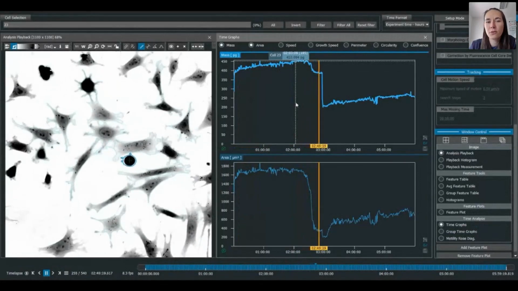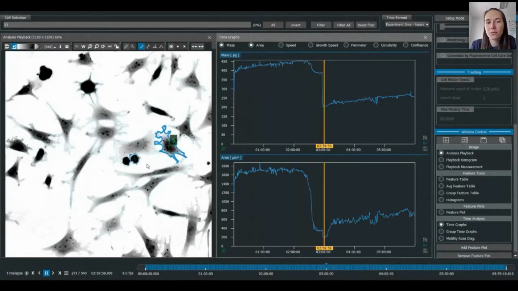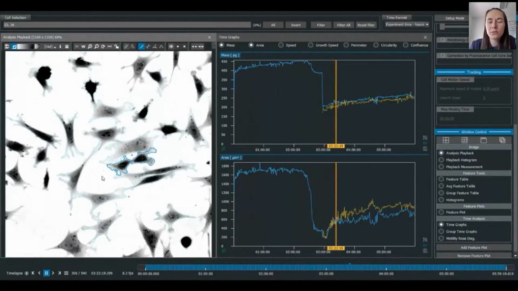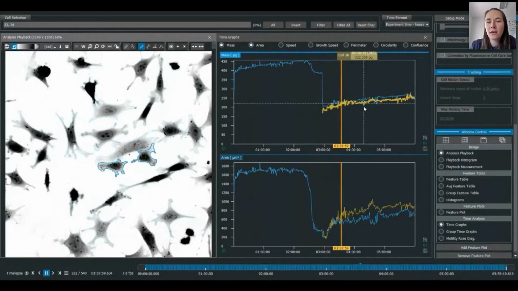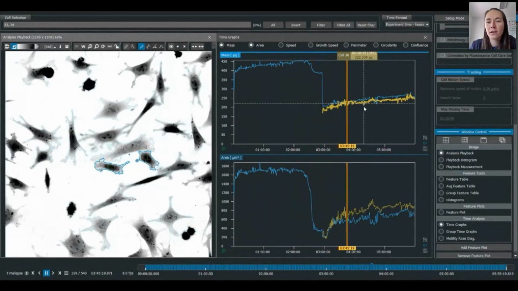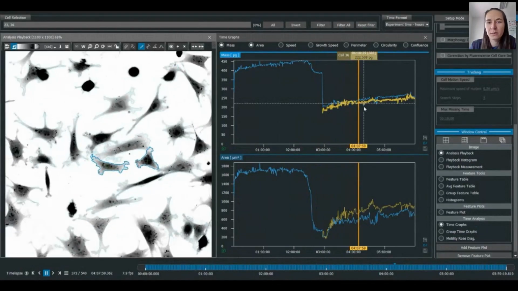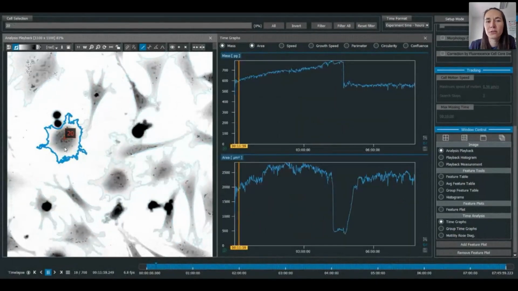So you can see the drop in the cell dry mass and also the drop in the cell area, that's the lower graph. And after the division, the new cell is tracked, and you can see that these two cells have similar cell dry mass and cell area, so typically for symmetrical cell division.